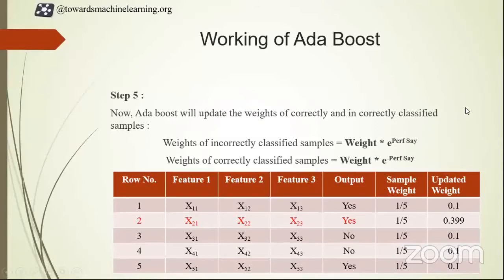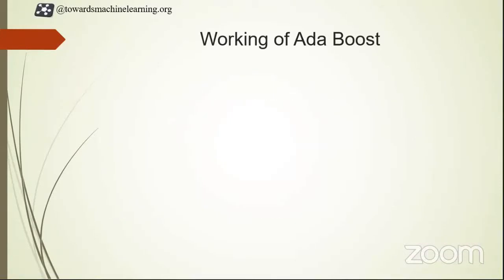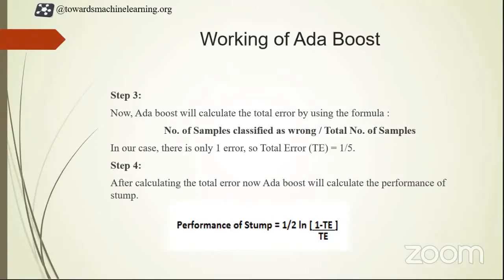Yes. So in the next step, you will be seeing that we will be updating the weights of these records like this. As you can see here, we have updated the weights of the incorrectly classified records with the help of a formula: weight times e to the power of performance say. The performance say which we have calculated, as I told you. Okay, let me show it to you again. See, from here we calculated the total error and then we calculated the performance of the stump. So from here we got the performance say.